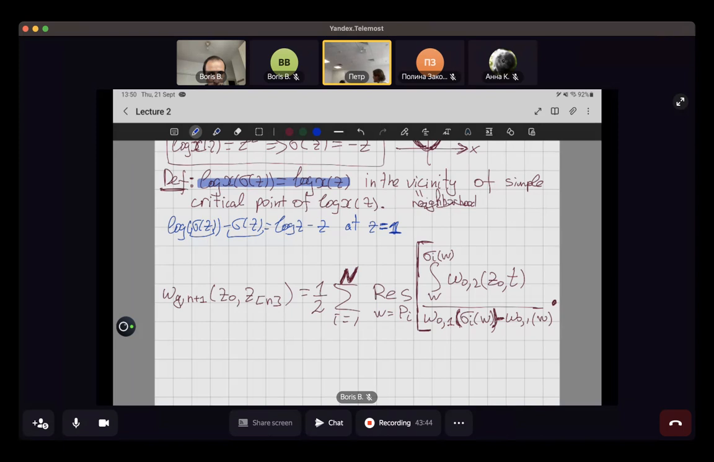Okay, then I'm proceeding with this formula. It's again this big sum. In this example n capital is equal to just 1, so we take the residue only at one point, but in the general case it's a big sum over all n, a big residue, and this is the first part. The second part is a big bracket with omegas with smaller indices. So we compute omega g, n plus 1 through omegas with smaller indices. Smaller in some sense. We'll see.